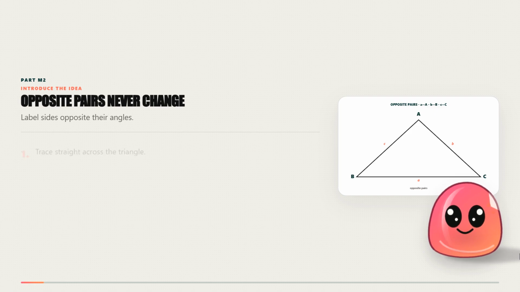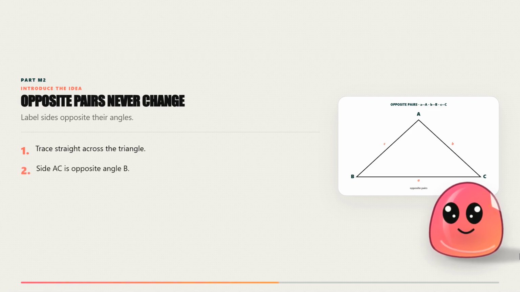Label sides opposite their angles. Here's the key idea. Trace straight across the triangle. Side AC is opposite angle B, angle A is opposite side BC.